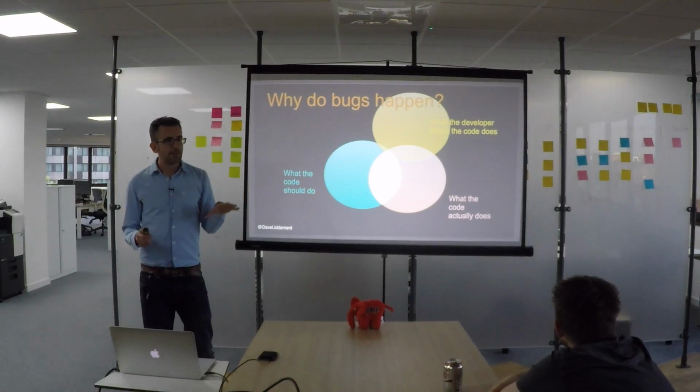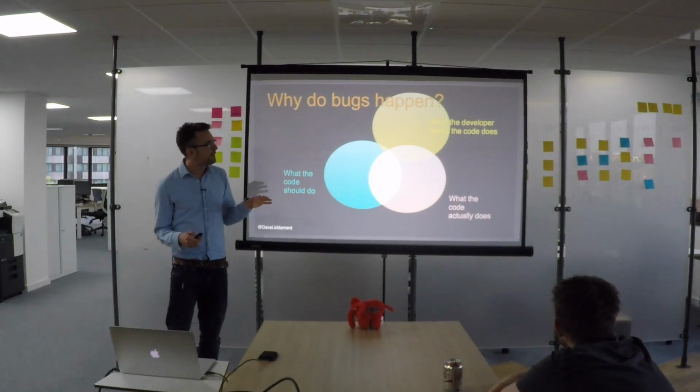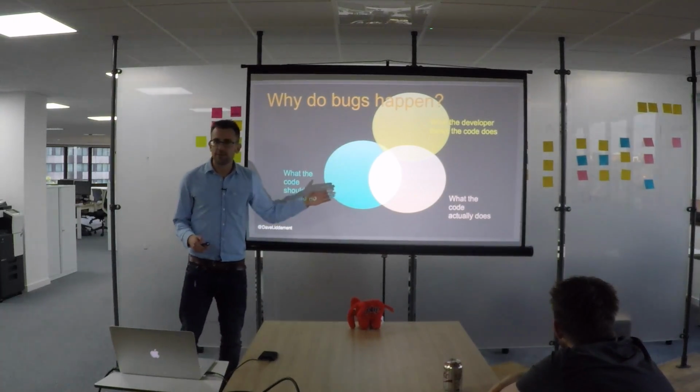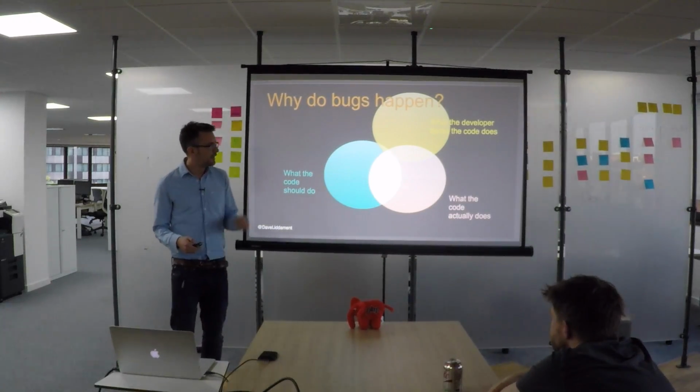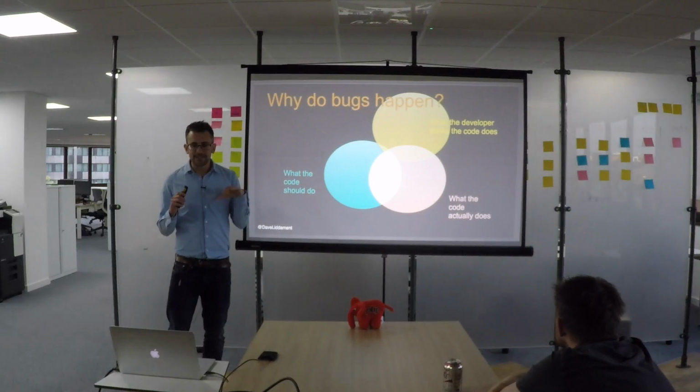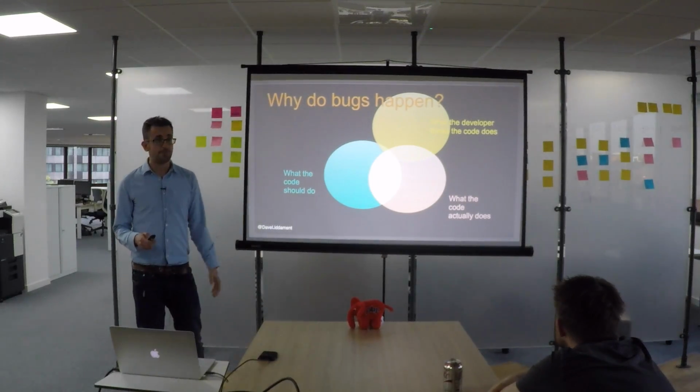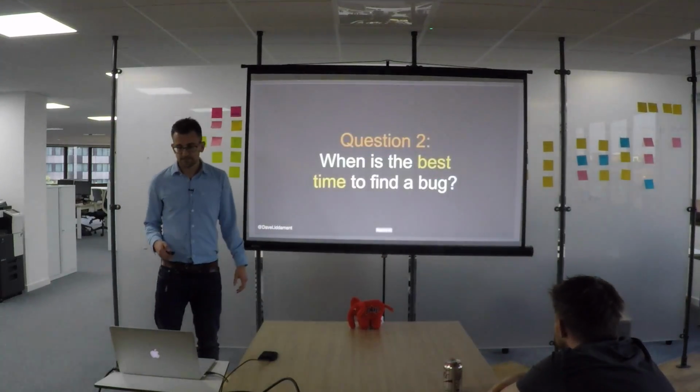So we want to try and make sure our code, we want the intersection of all those three to be as big as possible and reduce the chance of any bugs. So we need to be, when we're writing code, really, really obvious. That's kind of what I'm saying.